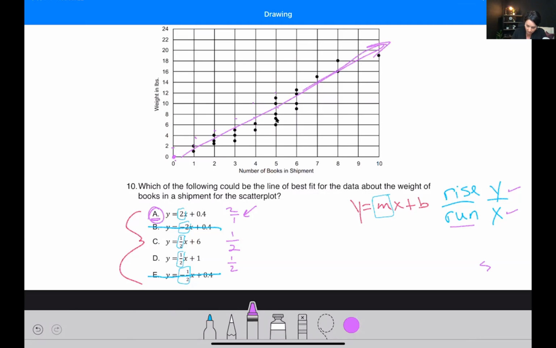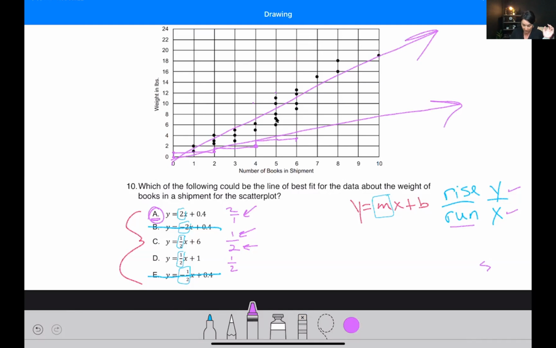So let me erase my line. Now, if I'm going up 1 over 2, remember, rise over run. So if I start here and I go up 1 over 2, up 1 over 2, up 1 over 2, notice what's happening with my line here. It's going down there when really my line is going up here. All right. So 1/2 is definitely not my slope.